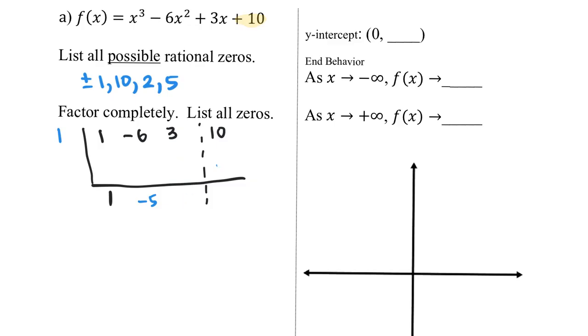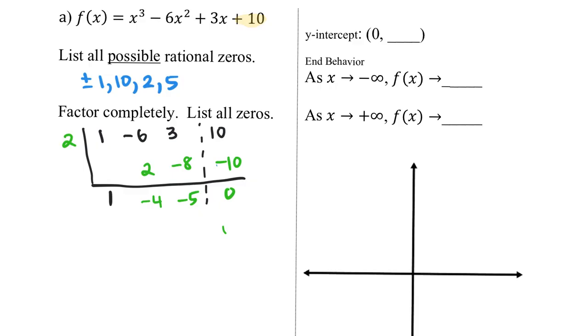Okay, 1 did not work. What should I try next? I could try 2, or I could try negative 1, or you could go for 10 if you want. I'm going to try 2. 1 times 2 is 2. Negative 4. Negative 3 minus 8 is negative 5. 2 times negative 5 is negative 10. There's my 0 right there. So one of my zeros is 2.